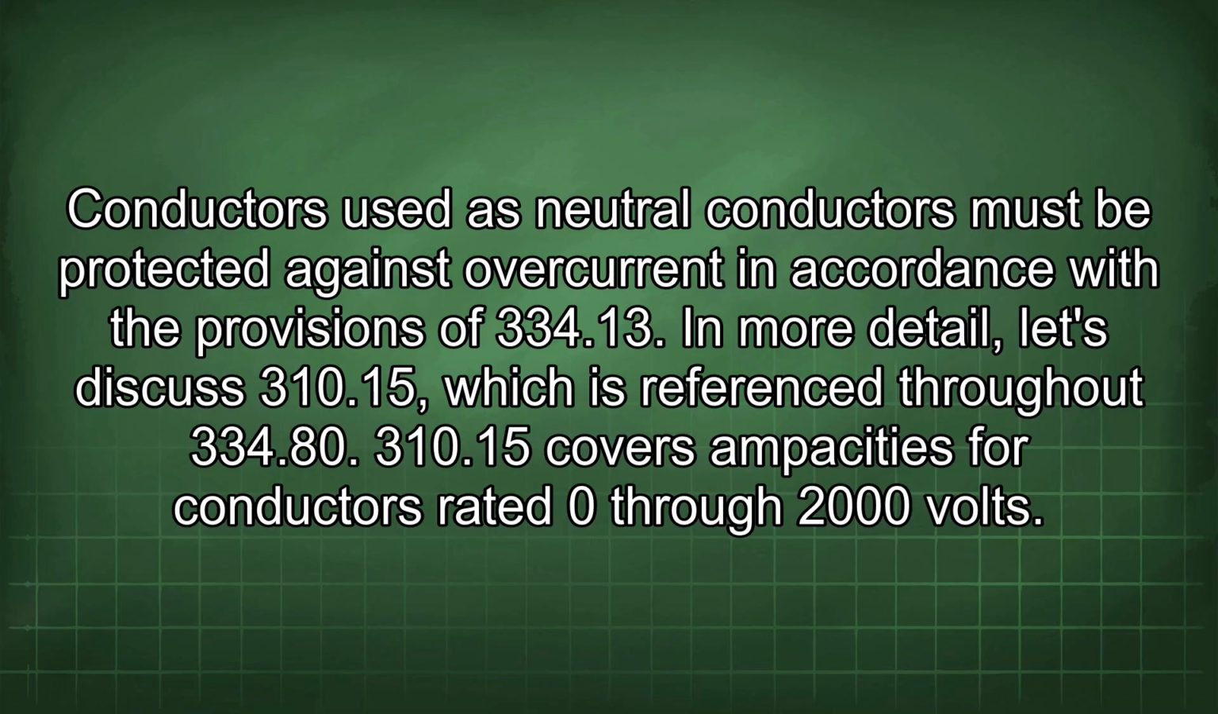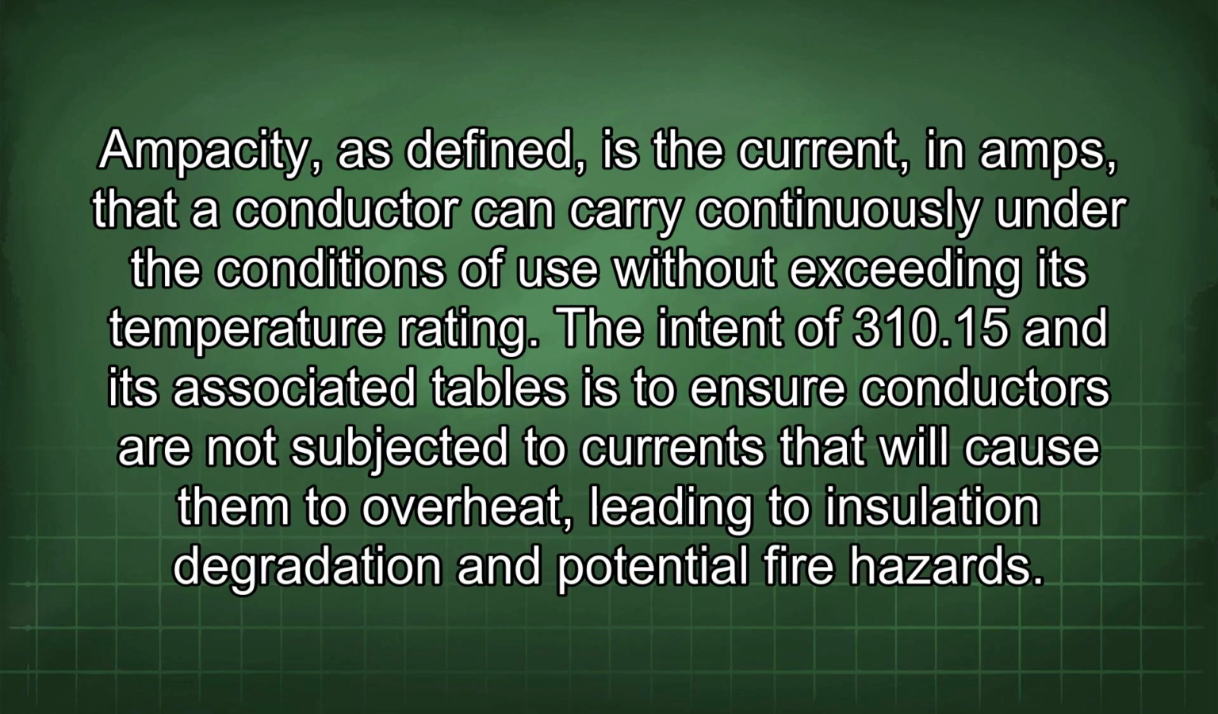334.80. 310.15 covers ampacities for conductors rated 0 through 2000 volts. Ampacity, as defined, is the current in amps that a conductor can carry continuously under the conditions of use without exceeding its temperature rating. The intent of 310.15 and its associated tables is to ensure conductors are not subjected to currents that will cause them to overheat, leading to insulation degradation and potential fire hazards.